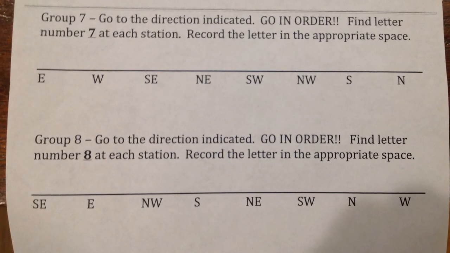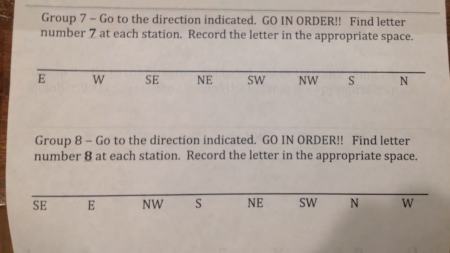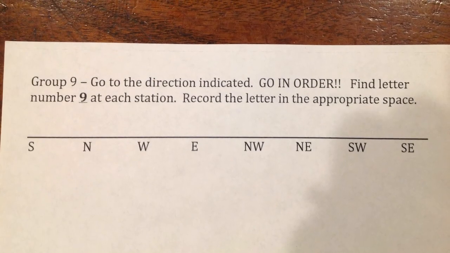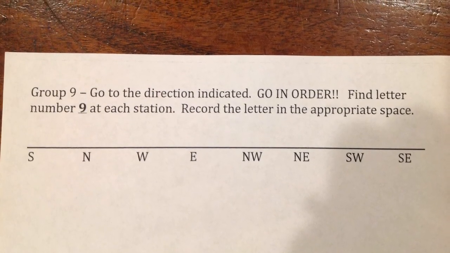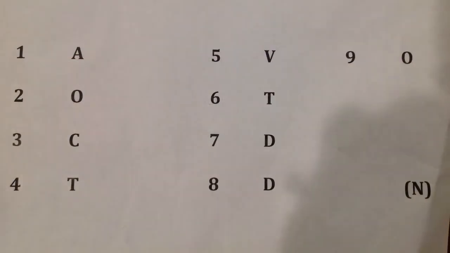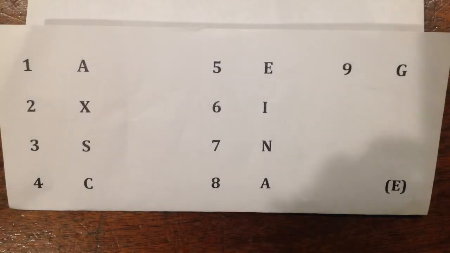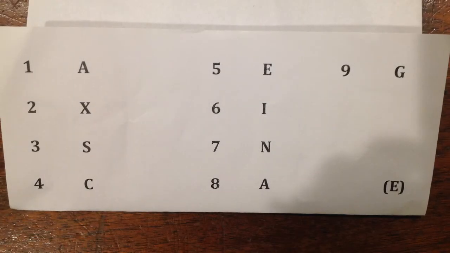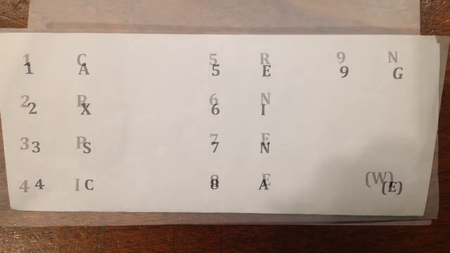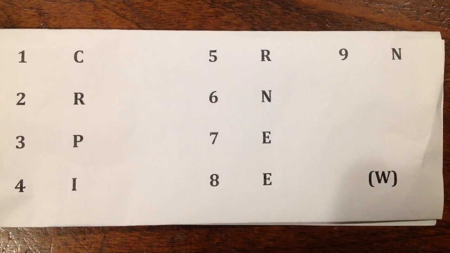As they arrive at each cardinal or intermediate direction, there will be a sheet with codes written on it. They are to look at the letter beside the corresponding number for their group. For example, Group 1 will only look at the letter that goes with 1. Group 5 will only record the letter next to the number 5, and so on.